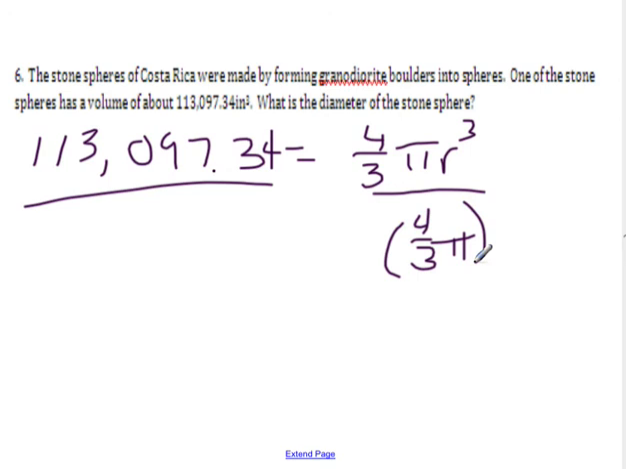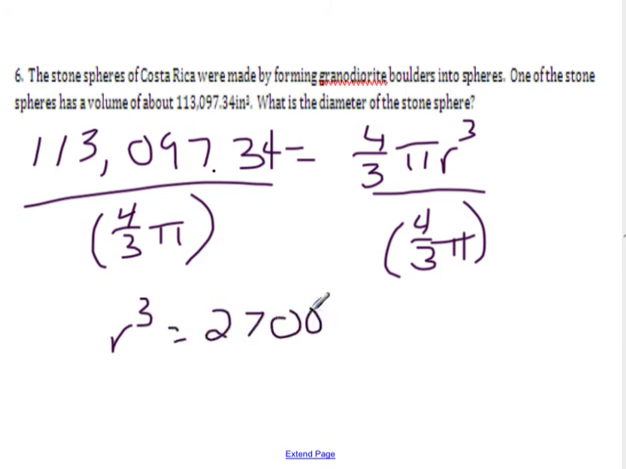So in my calculator, I'm actually going to type parentheses. So I have 4/3 pi. So then I'm going to have 113,097.34 divided by, and then in parentheses, you're going to put 4/3 pi. Make sure you put the parentheses there so your calculator knows to divide by the whole thing. So then you end up getting that r cubed is equal to 27,000.